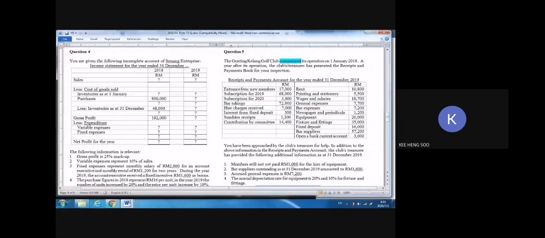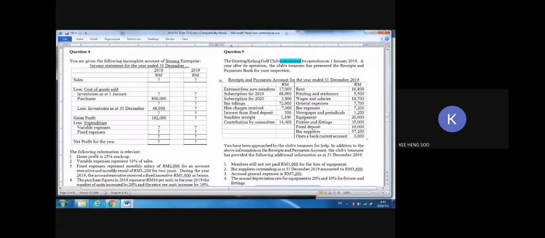A student asked me the question: how come there is closing inventory but no opening inventory? Can you see that? There is inventory at 31st December. What happened to opening inventory? Read the question. The club just commenced this 1st January. It just started. That's why there is no opening inventory.